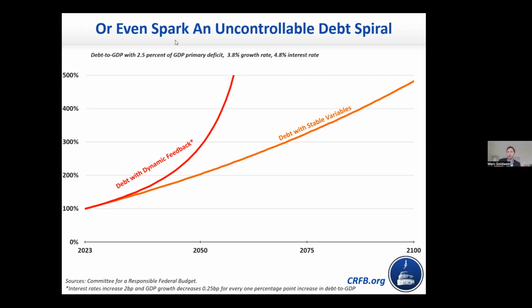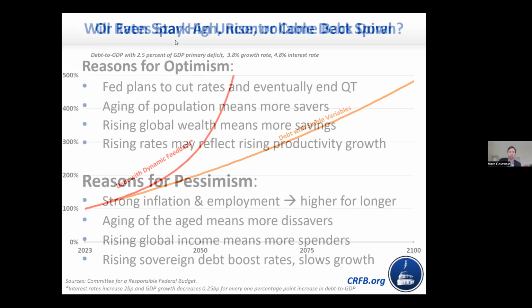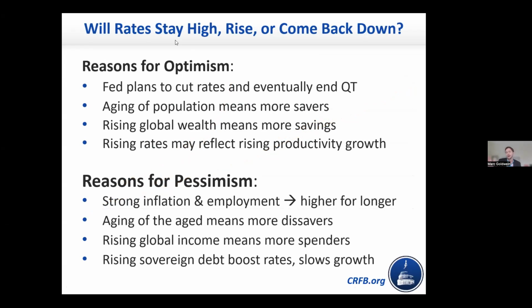I'm not saying this is where we will be. This is an illustrative case of where we could be if our interest rates stay high and if our debt continues to grow. Now, maybe interest rates will come back down. I think there are some reasons for optimism. Certainly, near-term rates are likely to come down. The Fed isn't going to keep its rate high forever. And when it cuts its rate, at least near-term rates are coming down.